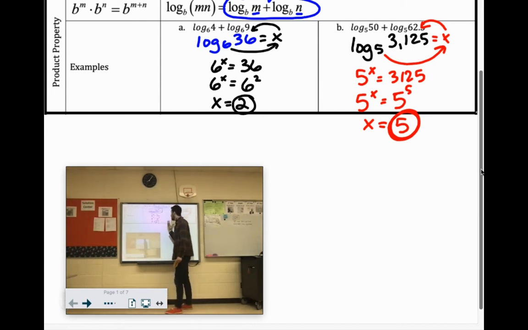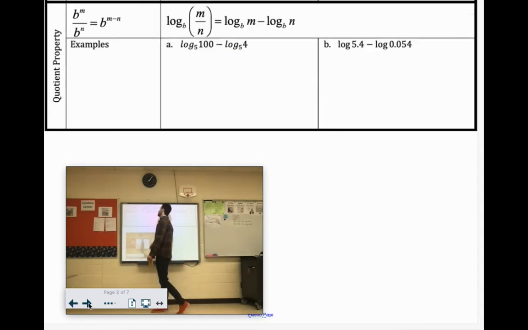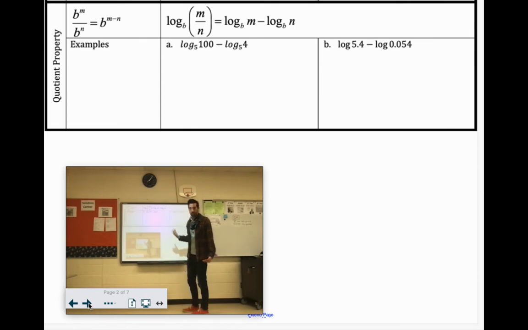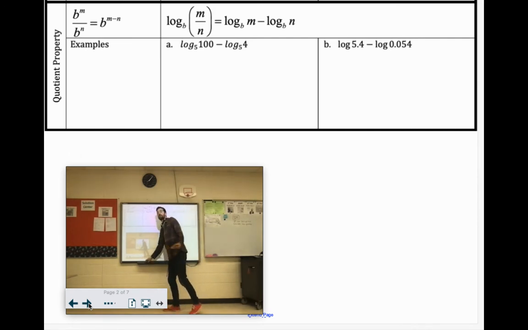Now, if addition goes with multiplication, what would you assume goes with division? Yeah, subtraction. So if you see subtraction between the two logarithms and they have the same base, you're going to divide the big boy numbers. So here we have log sub 5 100 minus log sub 5 4. So we're going to do 100 divided by 4. And 100 divided by 4 is 25.